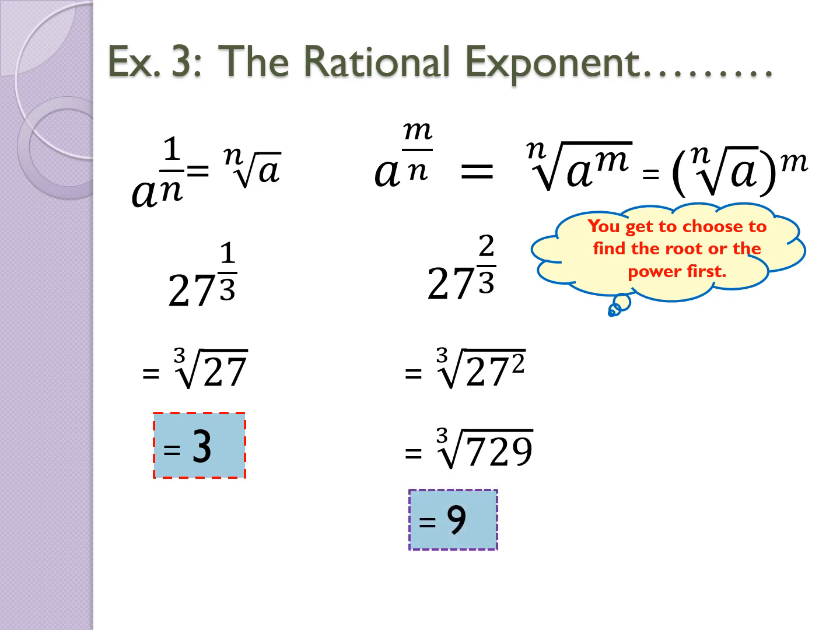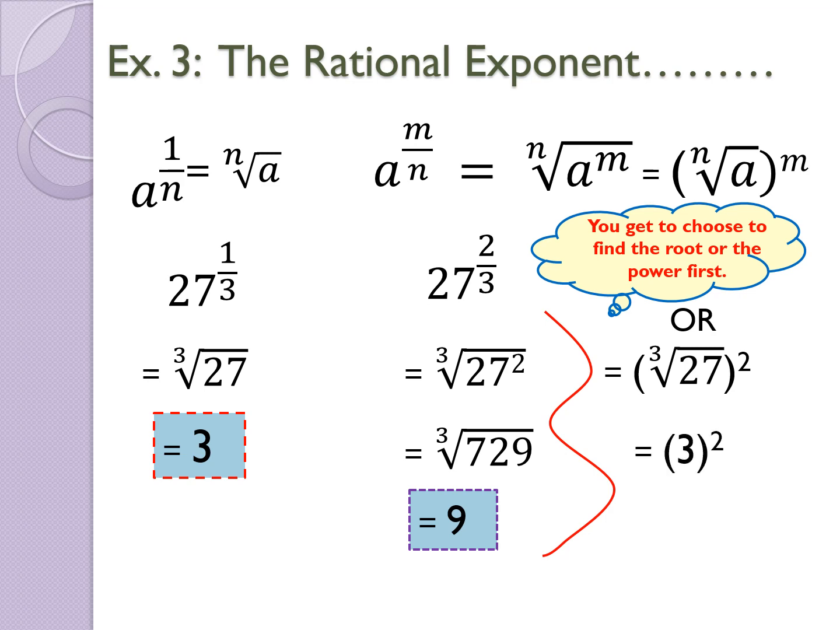But we know it's 9. Okay, so that's if you raise it to the power and then you take the root. But let's try it the other way. Let's take the root first and then raise it to the power. So in this case, I'm going to take the cube root of 27, which is 3, and then I'm going to square it. So I'm going to take the root and then square versus square and take the root. So 3 squared is 9.